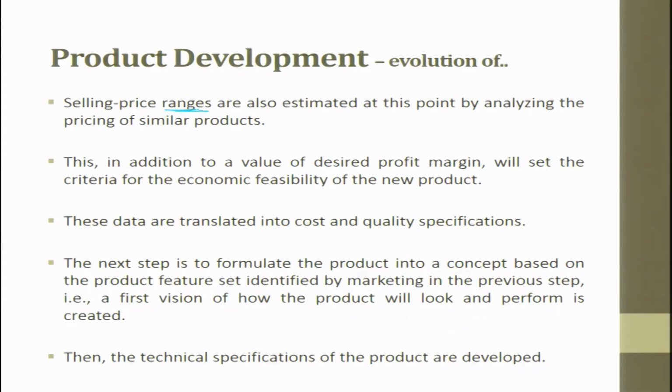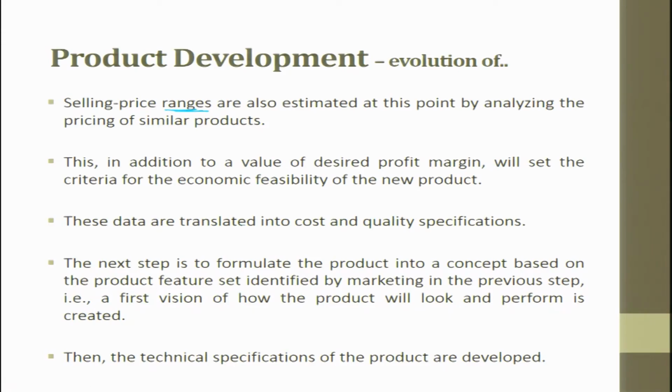So, first I have to ask them what is the price range. That also has to be estimated at this point by analyzing the pricing of a similar product. If there is no product, you can't say you can charge as high as possible, because then you are getting into a domain where your failure is going to be very fast. So, you should always look at a domain where it is okay, and then you make a small profit and make a product out of it. If it is new, try to give it still at an economical price such that you reach out to a lot of people. This, in addition to a value of desired profit margin, will set the criteria for the economical feasibility of the new product.